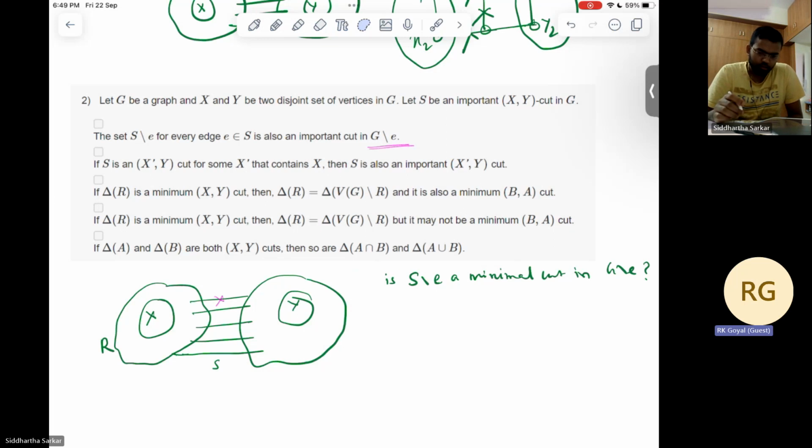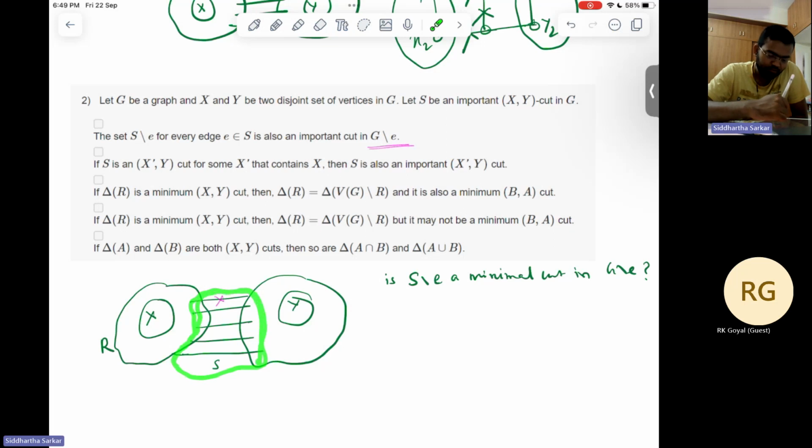But S is an important cut, so it has to be the minimal one only. Because S is an important cut, it is also an inclusion-wise minimal cut in G. And because we're just removing an edge, there is no way to remove an edge and still maintain the disconnectivity of X and Y in this graph. So if we remove an edge, X and Y will become connected.